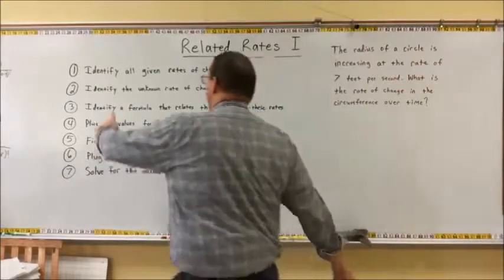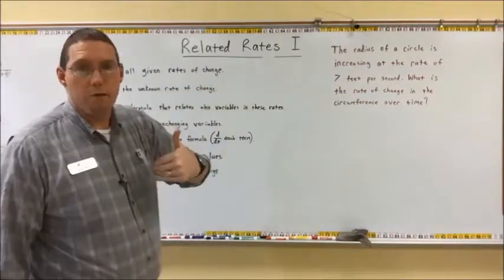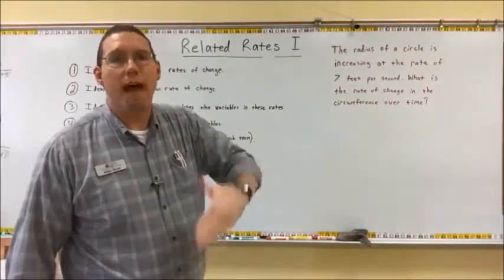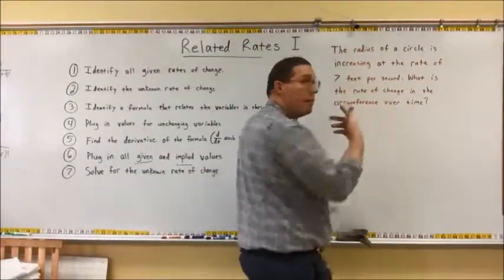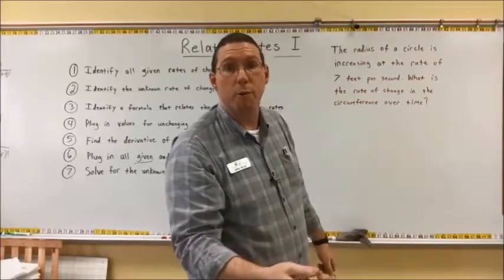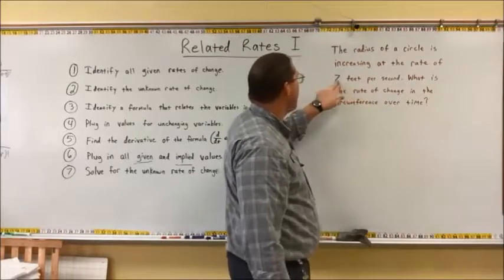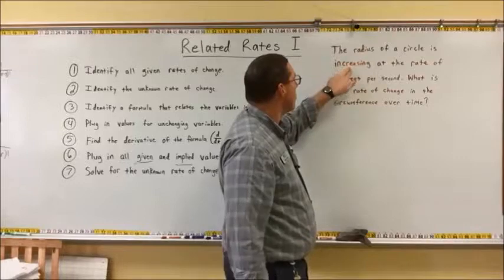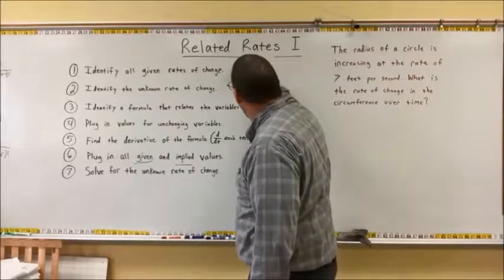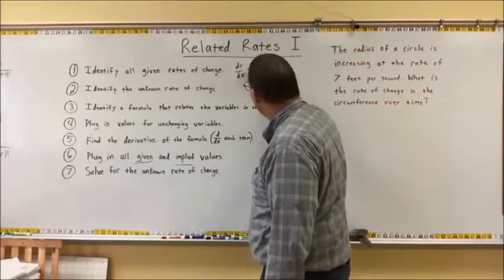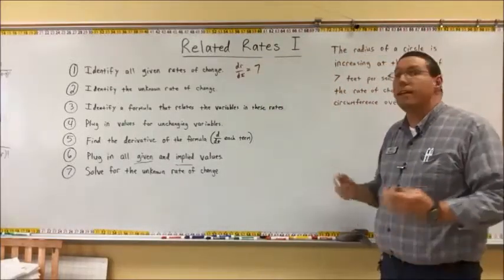So, step 1 says, identify all given rates of change. Well, what did they tell us is changing, and what value did they give us? They said that the radius is increasing. That means it's positive. If it said decreasing, it would be negative. The radius is increasing at the rate of 7 feet per second. Since it's radius, it's going to be dr/dt. So dr/dt is positive 7. That's all we need for step 1. We identified the given rate of change.